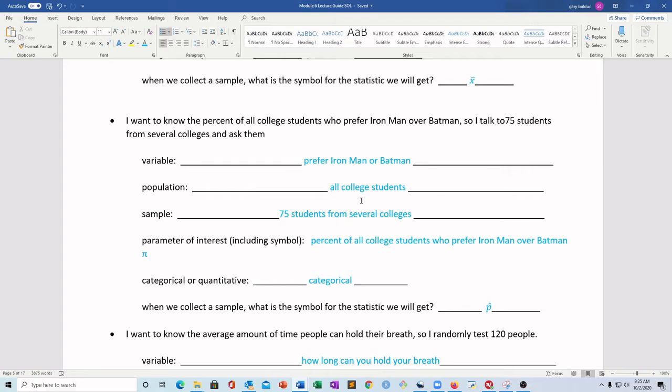What's the parameter of interest? Well, I'm interested in knowing the percentage of all students who prefer Iron Man over Batman. And that's pi because it's a percent, a proportion. This is categorical, again because we're using proportion. What does our data look like? It's either going to look like Iron Man or Batman. These are categories, so it's categorical. And remember, for categorical variables, we're going to use p hat as our statistic. So p for proportion, hat because it's a statistic.